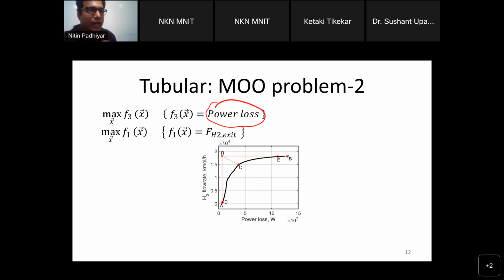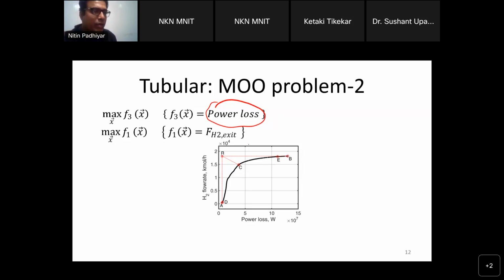So we did another multi-objective problem based reactor design, and this time, instead of carbon dioxide minimization, we said that we will minimize the power loss. Or you can also imagine power consumption for running the reactor. More power consumption means more loss, more cost. And I want to maximize the hydrogen production for the obvious reason, right?